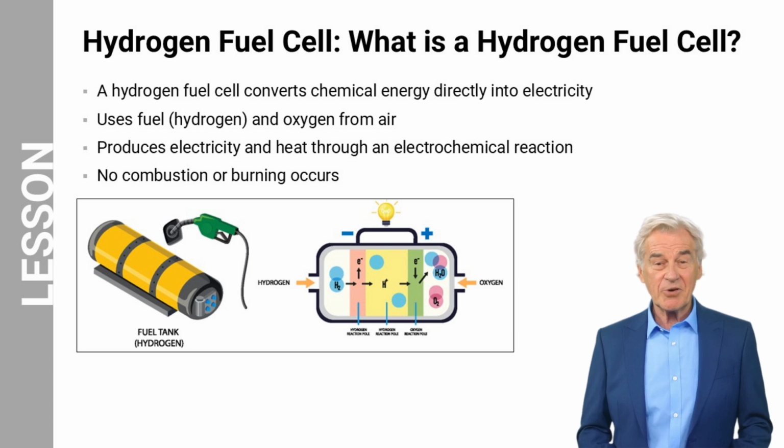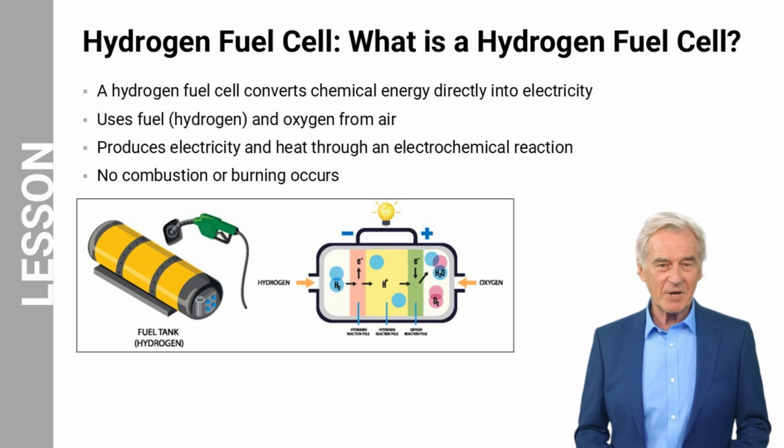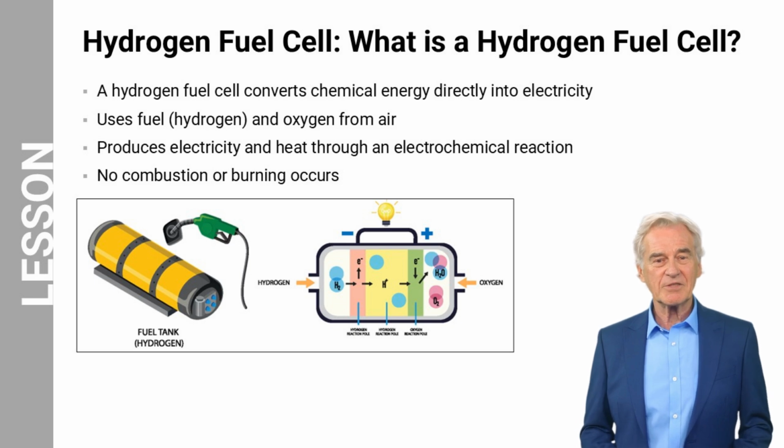What is a hydrogen fuel cell? A hydrogen fuel cell is a special type of galvanic cell that converts the chemical energy in fuel directly into electricity. Most fuel cells use hydrogen as fuel and oxygen from the air. Unlike burning fuel in an engine, a hydrogen fuel cell uses an electrochemical reaction to produce electricity without combustion. The hydrogen fuel cell produces two things: electricity to power devices and heat. Because there's no combustion, hydrogen fuel cells can be very clean and efficient at producing electricity.